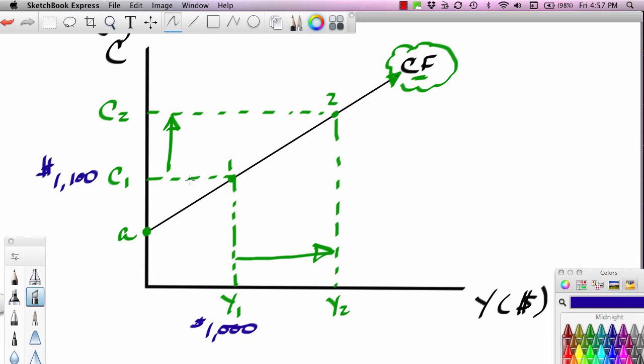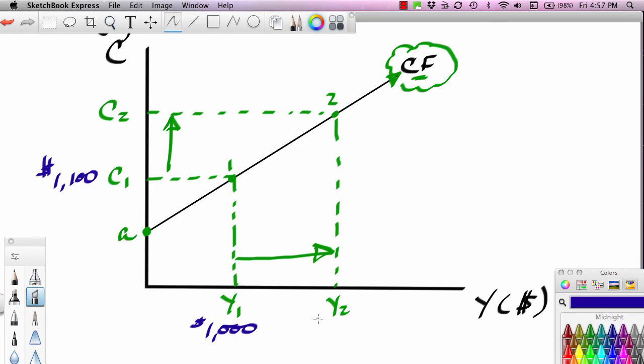You go, well, how can C be greater than Y? It can be. It could be that a household can consume more than it earns in income in a year by borrowing, or not just borrowing from some other party, but we could borrow from ourselves. In other words, we could take money out of savings. So our consumption in a period could be greater than our income in that period.